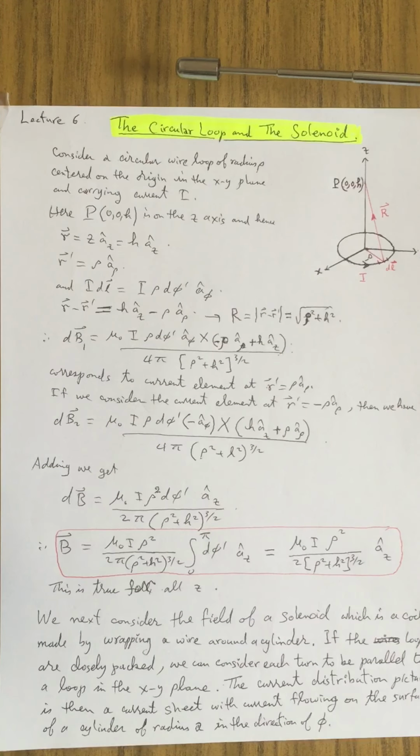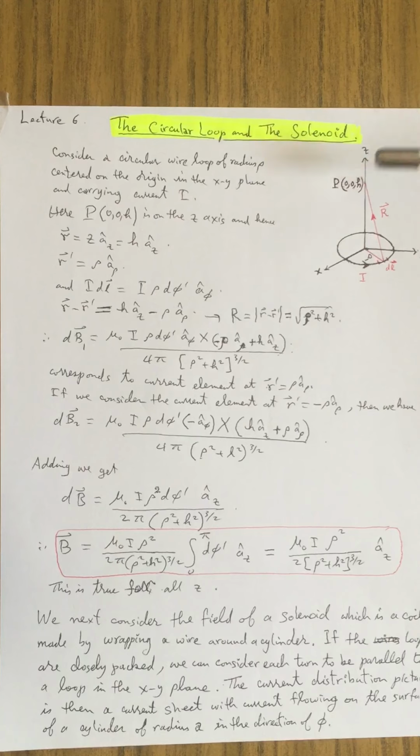We're still on the applications of the Biot-Savart law. This is the case of the circular loop and the solenoid. So consider a circular loop of wire of radius ρ centered on the origin in the xy plane and carrying a current I counterclockwise. Here the field point is P(0,0,H) on the z-axis.